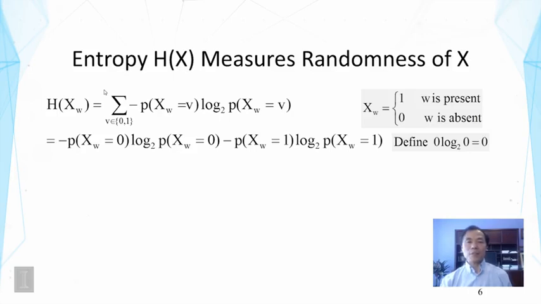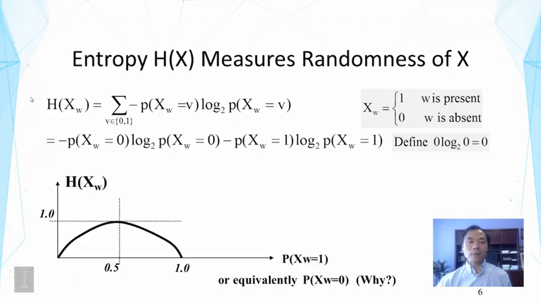So this is the entropy function. And this function would give a different value for different distributions of this random variable. And it clearly depends on the probability that the random variable takes a value of 1 or 0. If we plot this function against the probability that the random variable is equal to 1, the function looks like this.